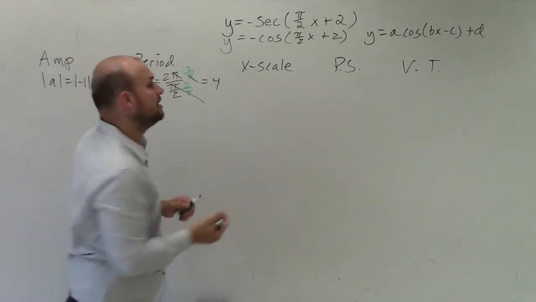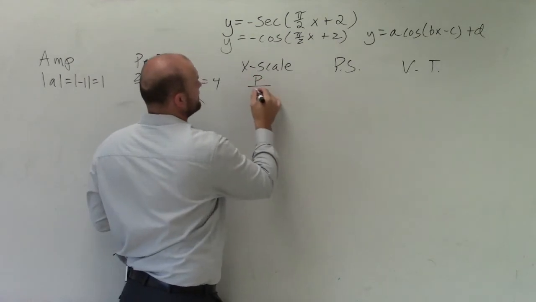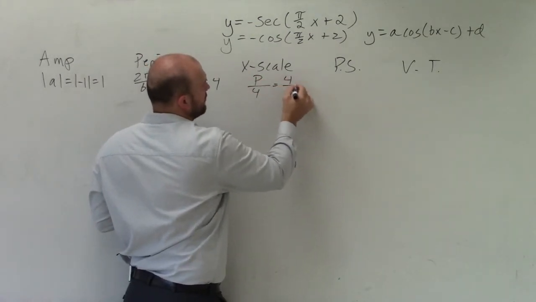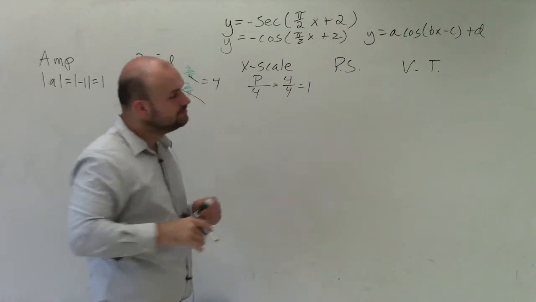To determine the x scale, all I'm simply going to do is take my period and divide it by 4. So in this case, I have 4 divided by 4, which equals 1.